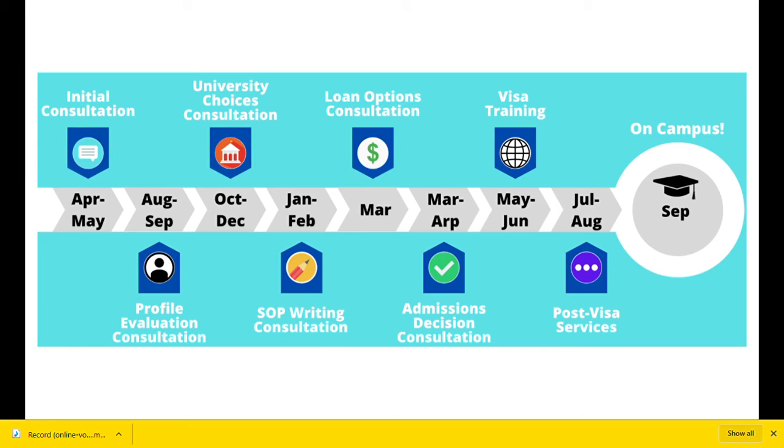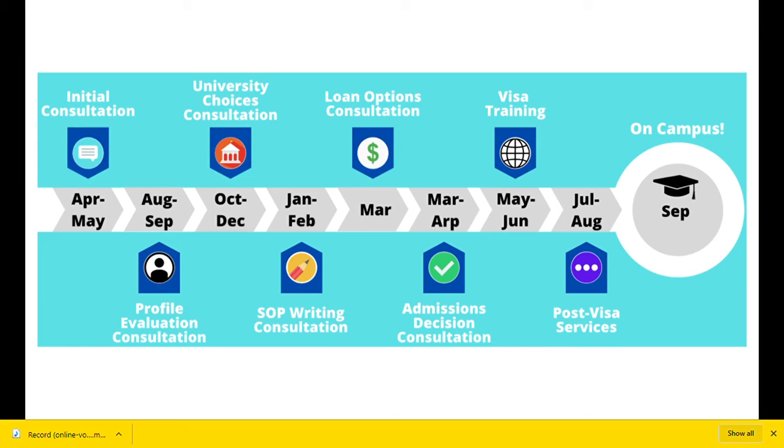For your financials, you'll want to have a loan options consultation if needed, somewhere in March. Additionally, somewhere between March and April, you'll want to have your consultation regarding selecting your final decision on the universities you would like to attend.